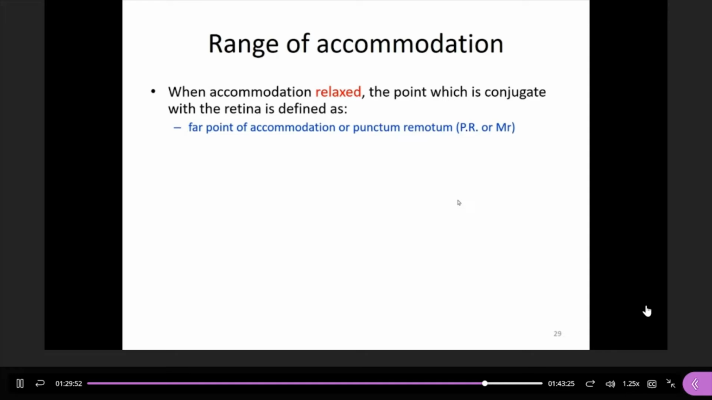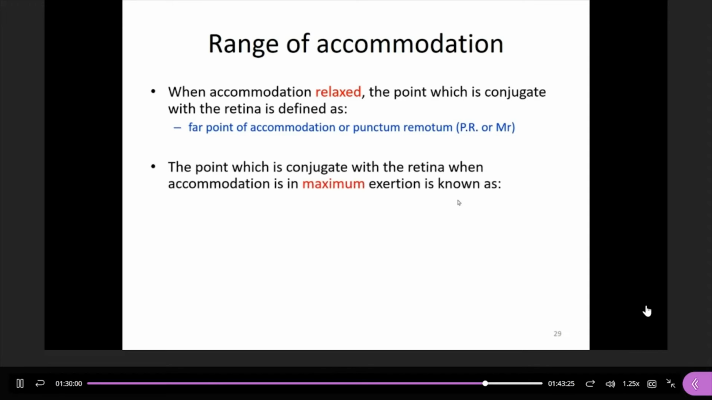They just refer to the same situation. Okay, this is equivalent to the far point of accommodation, when you don't have any accommodation at all. The other point, the second one, is the point which is conjugate with the retina when you have the maximum amount of accommodation. So this is known as the near point.